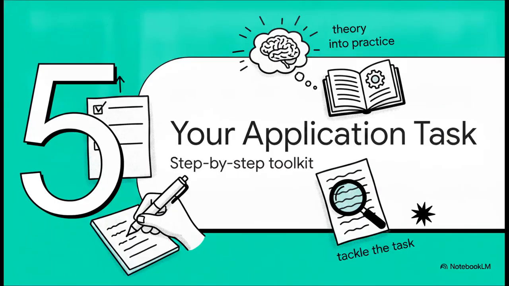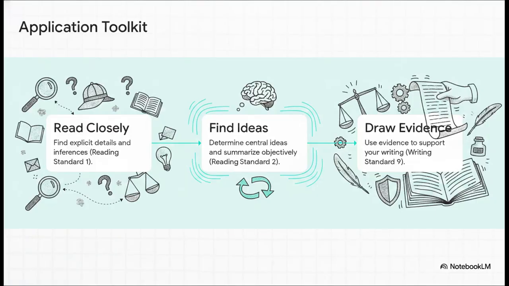Finally, Section 5, your application task. Here is the step-by-step toolkit for your assignment. Let's put all of this theory into practice with an actionable checklist for the application task you're about to tackle. Step 1, read closely. Be that detective. Look for what is explicitly stated and what is inferred, and grab several pieces of evidence. Step 2, figure out what the text is fundamentally about by determining those central ideas and summarize them completely objectively.